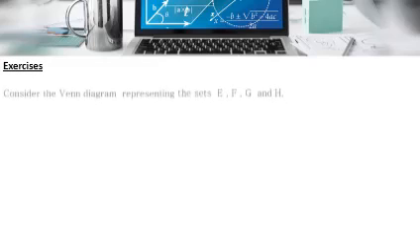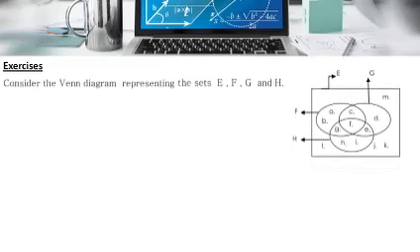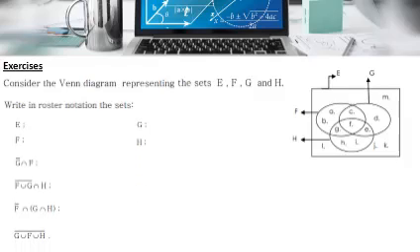So let us start with the first exercise. In the first exercise, we have this Venn diagram that contains 3 sets inside the universal set, which is E. We have sets G, F, and H, 3 sets that are subsets of E. The first question is, write in roster notation the sets E, F, G, H, G bar intersection F, and so on.